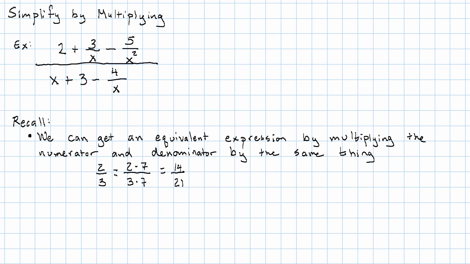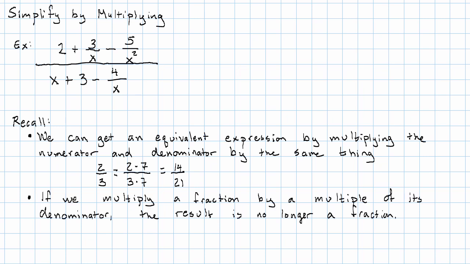The second thing we want to remember is that if we multiply a fraction by a multiple of its denominator, the result is no longer a fraction. So if we take that same 2/3 and multiply it by, say, 15, which is a multiple of 3, well, we're dividing by 3. We can do that division by 3 to the 15 instead. So we're just multiplying 2 times 5. That gives us 10.